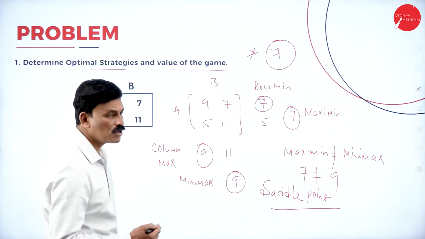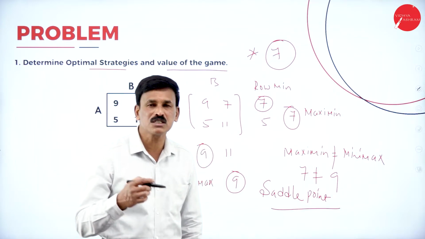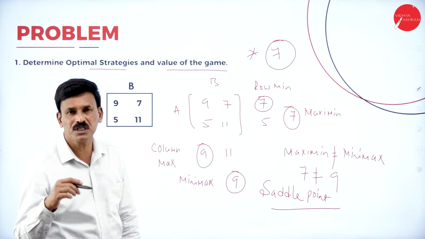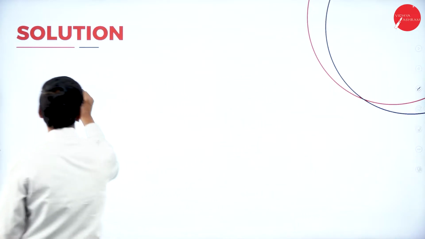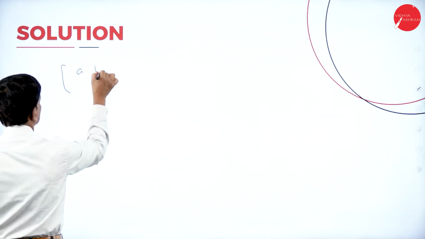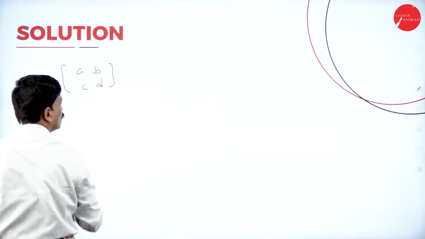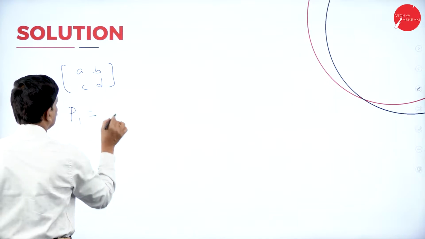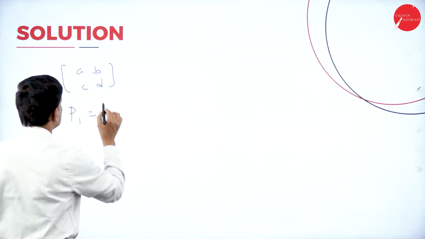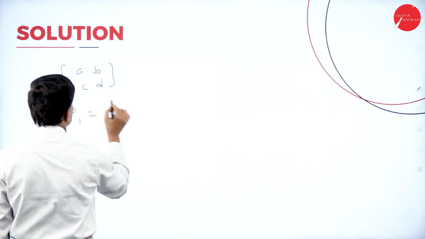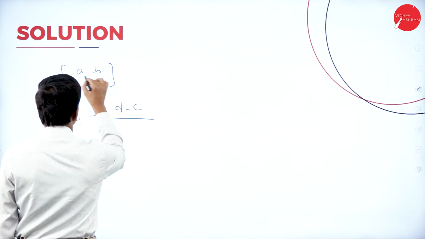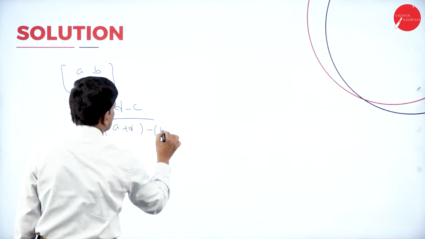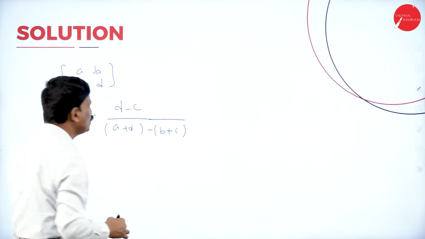So to find the value of the game, find out the value of P1, P2, Q1 and Q2. Now consider a 2 rows 2 column matrix A, B, C and D. Now find out the value of P1. So to find out P1, what is the formula we are going to use? That is nothing but D minus C divided by A plus D minus B plus C. This is the formula to find P1.